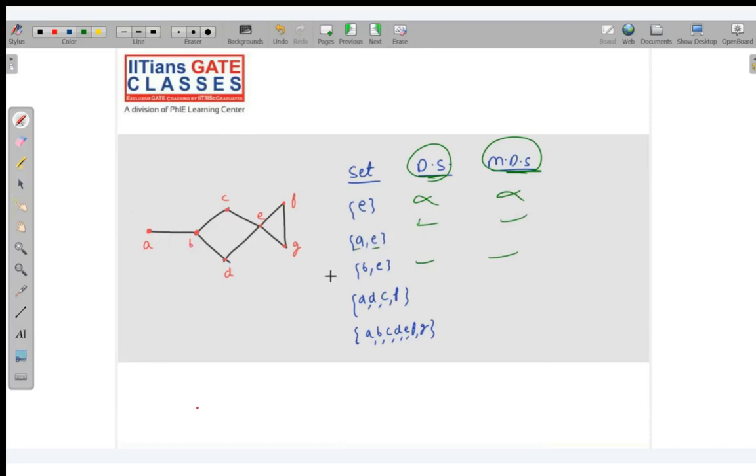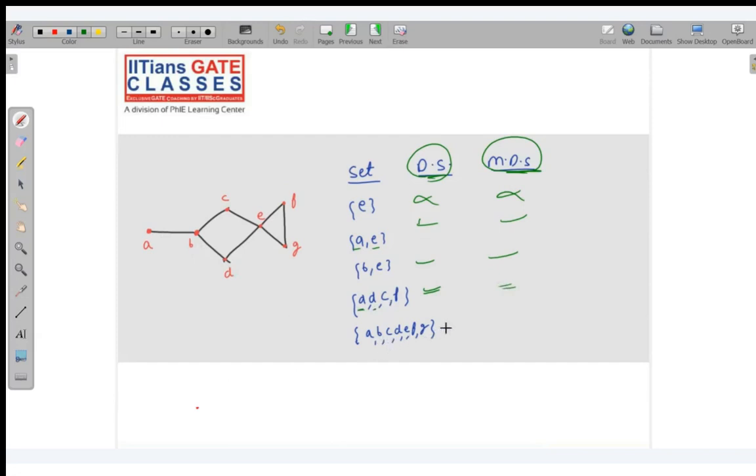ADCF, so ADCF, is it minimal or not? It is dominating, yes, 100% it is dominating. So can I subtract A from here? If I subtract A, then D, C, F can cover C. D cannot cover A, and C cannot cover A, F cannot cover A, so I cannot delete A. Similarly, I cannot delete D, C, F, so it is minimal also.